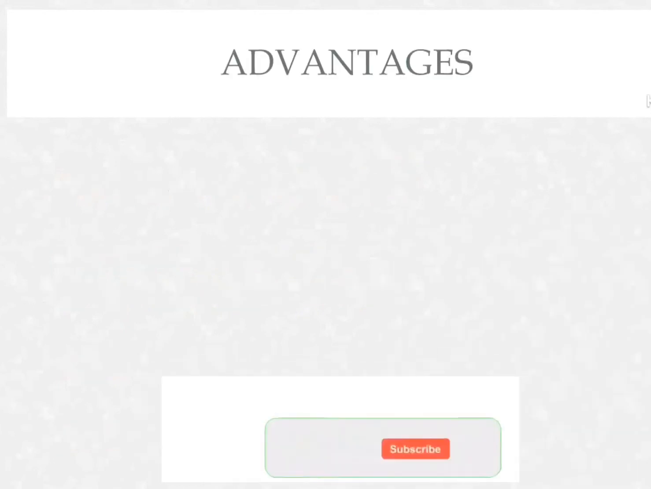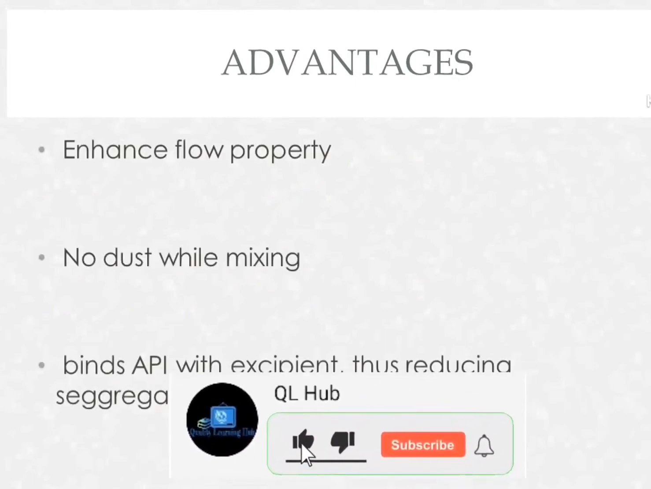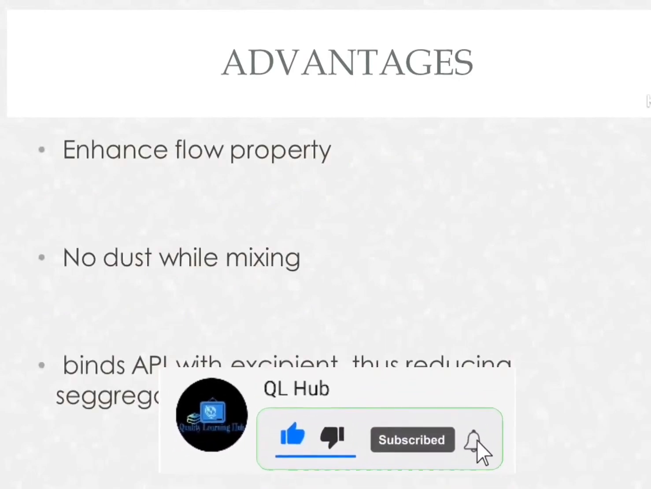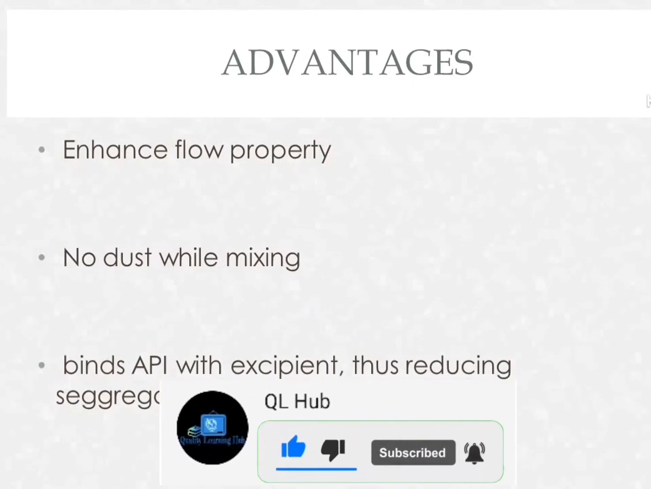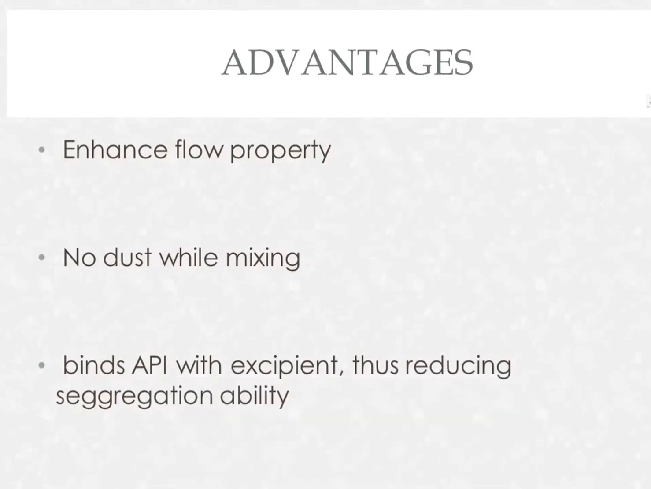Now we will discuss some advantages of this process. Number one, it enhances the flow property of powder. Number two, no dust while mixing. And number three, it binds API with excipient, thus reducing segregation ability. I have already discussed the second point in detail in this video, and the third point means that if the APIs and excipients are not bound together properly, it will result in segregation.